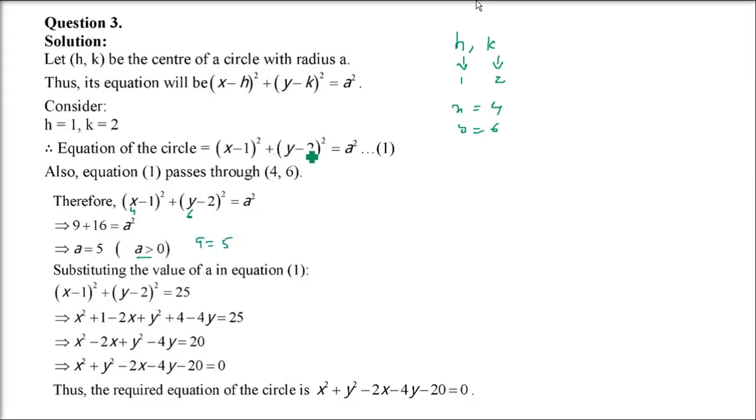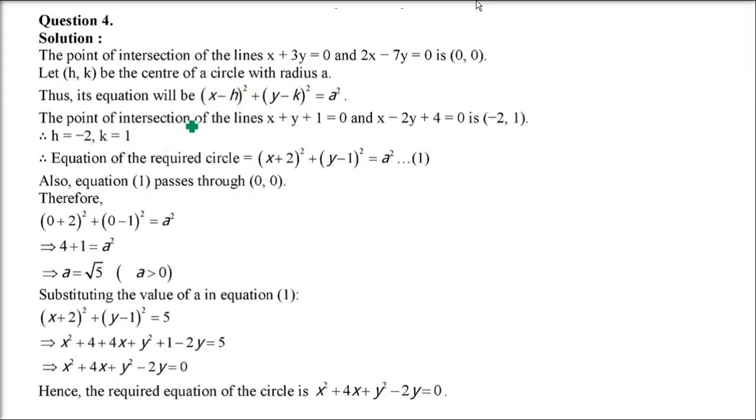Now a is 5, this equation we already know, just put it here. So (x minus 1) whole square plus (y minus 2) whole square equals 25 is the required equation. You can just open it. Just open this and try to resolve this equation. Final equation will be this one. As I said, you have to take the initial equation, put h, k as 1, 2, try to find out a square because it is passing through 4 and 6. Once a square is known, put it again in equation number 1, and that is the final equation. Just open this.